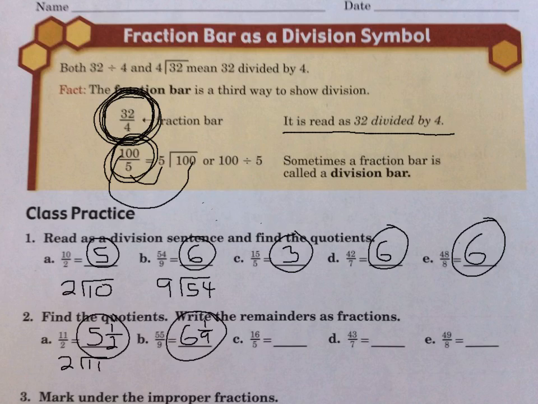Okay, C. 5 goes into 16 3 times. 5 times 3 is 15, so we have 1 left over. So it's 3 and 1 over, since that's a 5, we bring it right there. 3 and 1 over 5, 3 and 1/5.